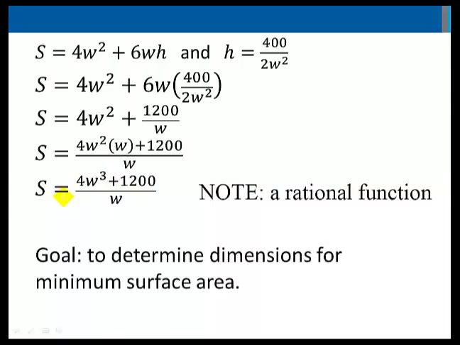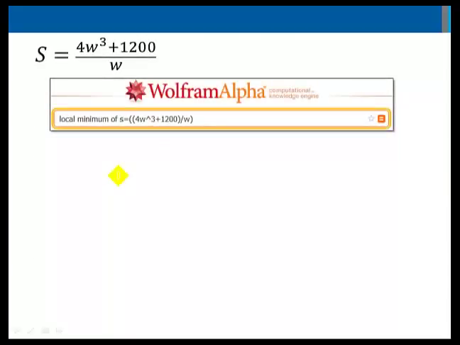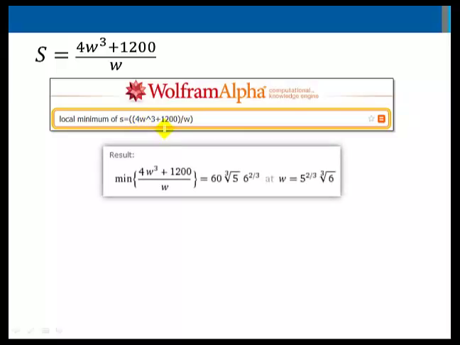Our goal is to determine the dimensions for the minimum surface area. So now that the surface area function is in terms of one variable, I should be able to do that. We'll use Wolfram Alpha here. I typed in local minimum of S equals and then typed in the function. Wolfram Alpha told me that the minimum surface area is 60 times the cube root of 5 times 6 raised to the 2/3, and this occurs at a width of 5 raised to the 2/3 times the cube root of 6. Typing this width into a calculator, the width is approximately equal to 5.31 inches.